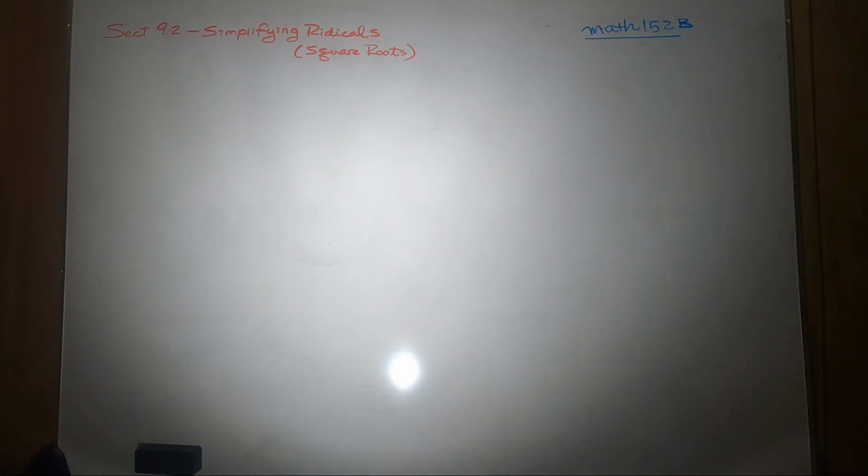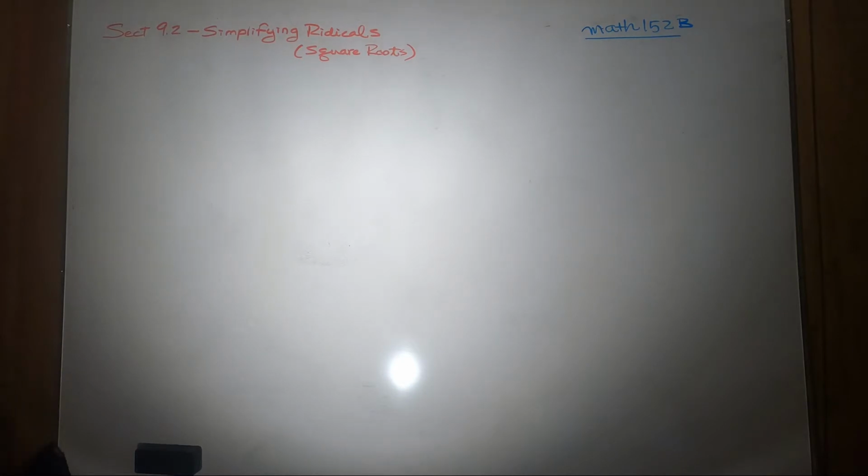Last time we talked about what radicals are. Today we are going to talk about section 9.2, how to simplify them. So for radicals, we said we are going to talk about simplifying, adding, subtracting, multiplying, and dividing, right?